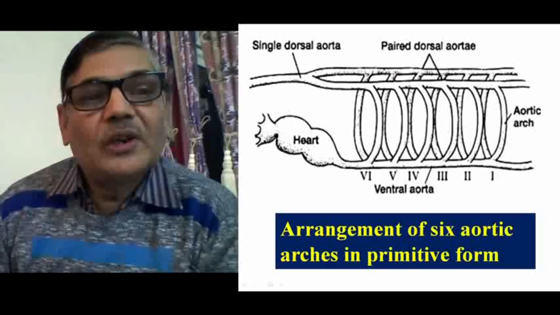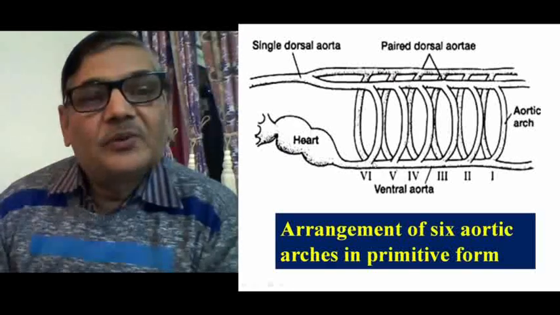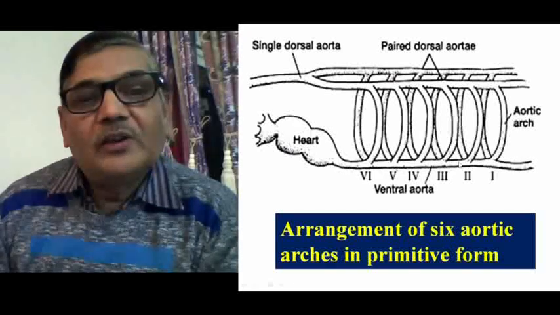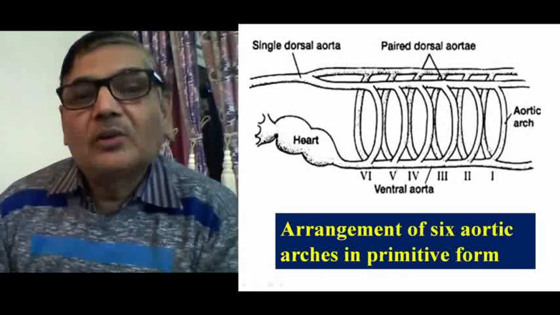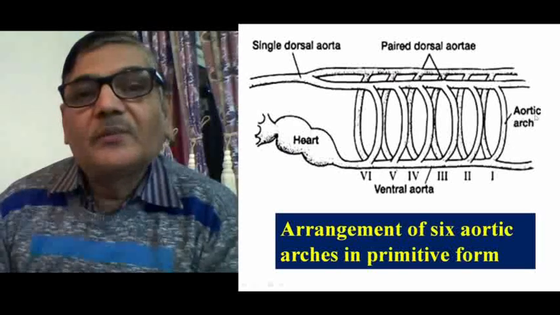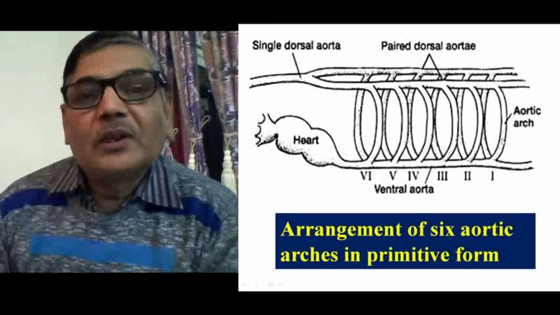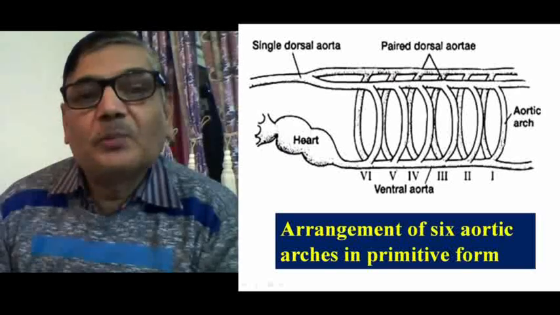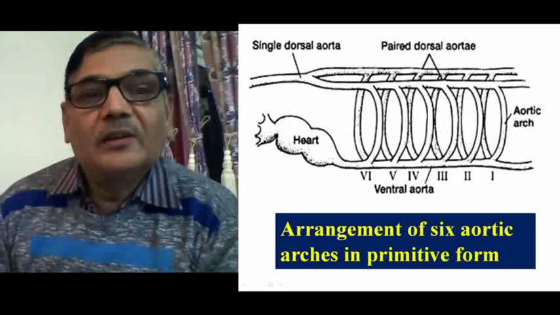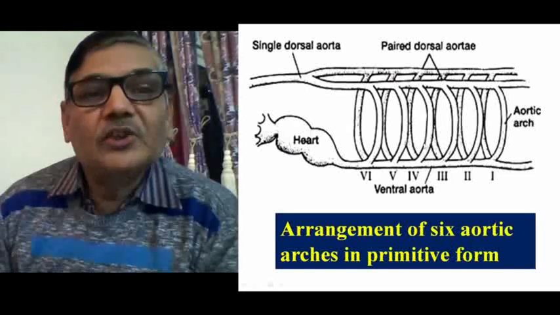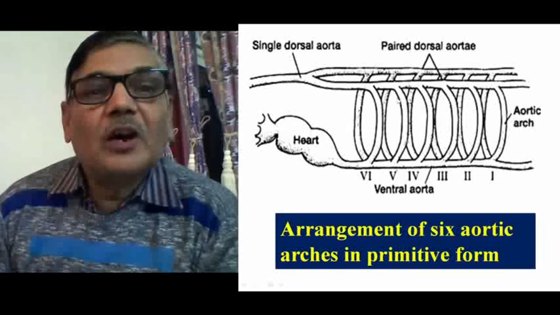So this conus arteriosus gives anteriorly ventral aorta, and this ventral aorta on its either side forms aortic arches. So there are 6 aortic arches, means 6 pairs of aortic arches. This is first one, this is second, this is third, this one is fourth, this is fifth aortic arch, and this is sixth aortic arch.